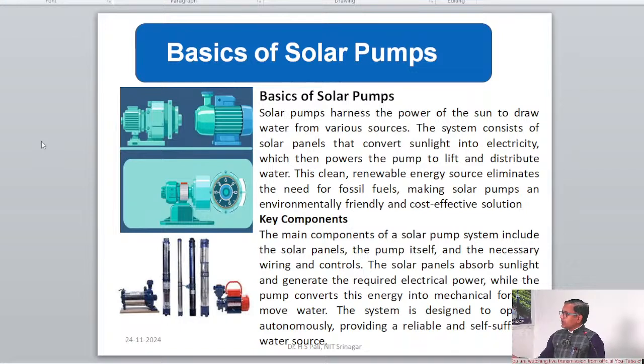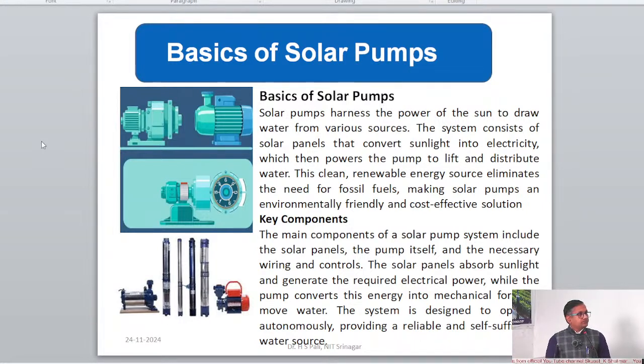In the key components of the solar pump system, there is some wiring and a controller system. Then the solar pump, solar panel, wiring and controller combine to define the whole solar pump system. So these are the main components.